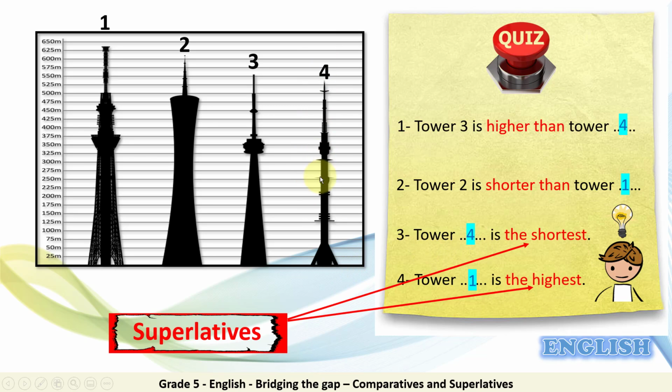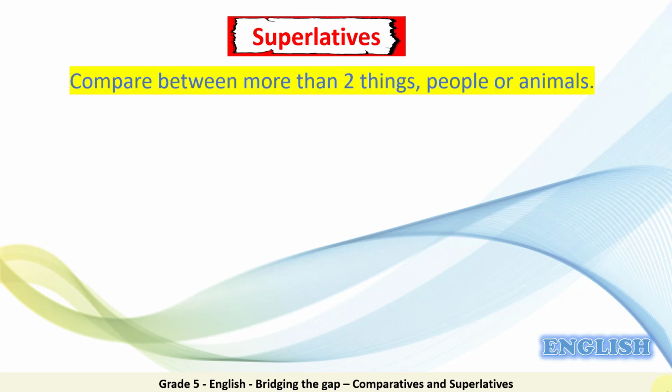Here we add est to the adjective, the shortest. And notice this, the. It's also important, my friends, to be written before the adjective. And when you compare between tower number 1 and all the remaining towers, you can say it's the highest, with the before the adjective and est afterwards. So we use superlatives to compare between more than 2 things, people, or animals.